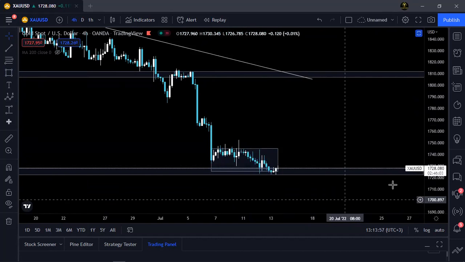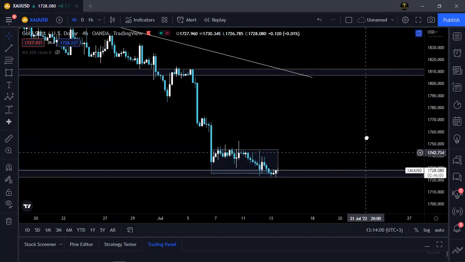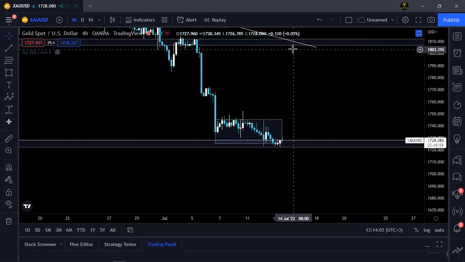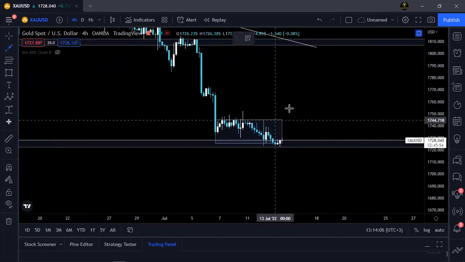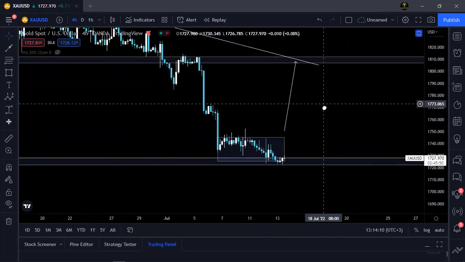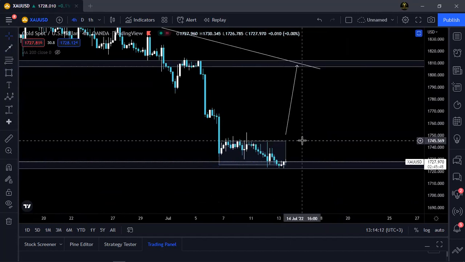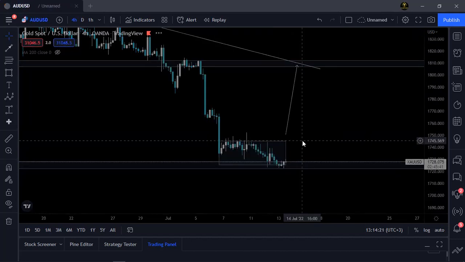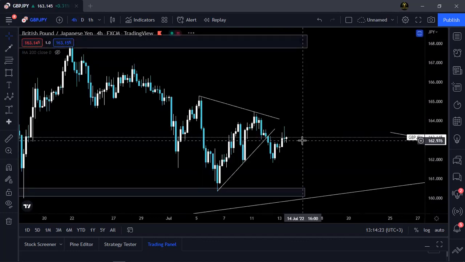So currently what I'm anticipating, obviously, is to see some sort of retracement for prices to push higher until somewhere around here. But until prices break out of this consolidation, I'm not going to be taking a trade, because prices are obviously still consolidating, and it's bad to take a trade in a consolidating market. Let's move on to Gbp Jpy.